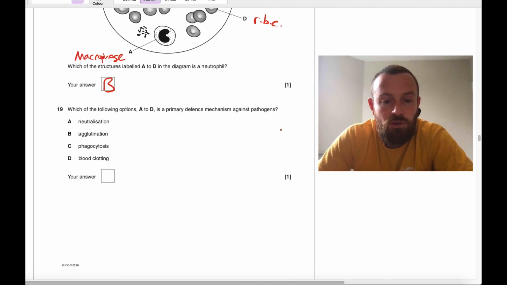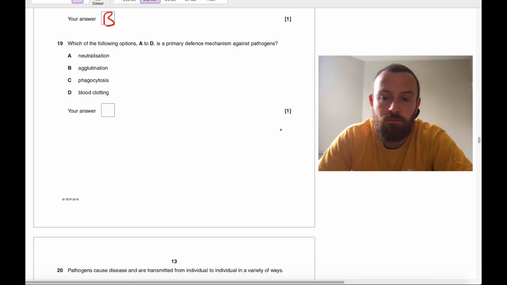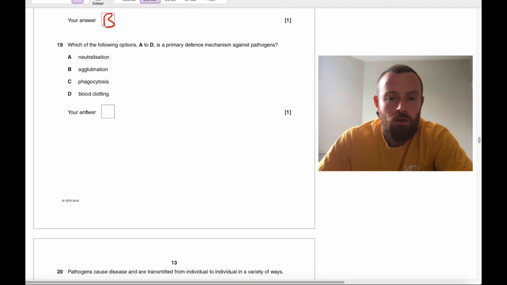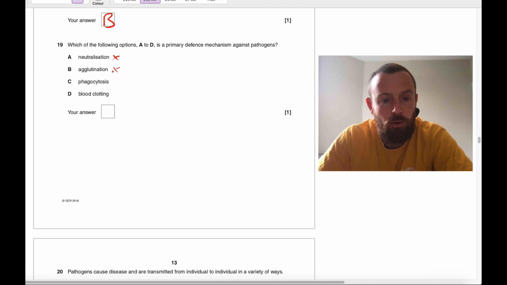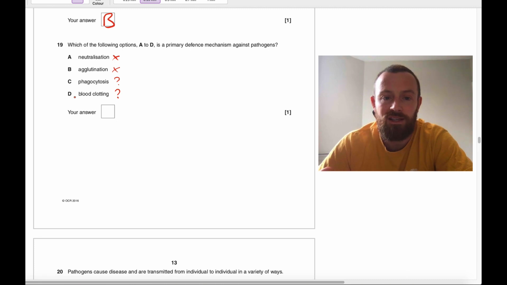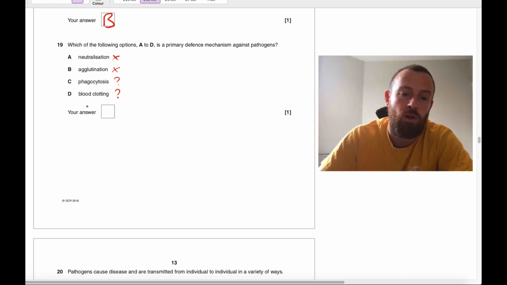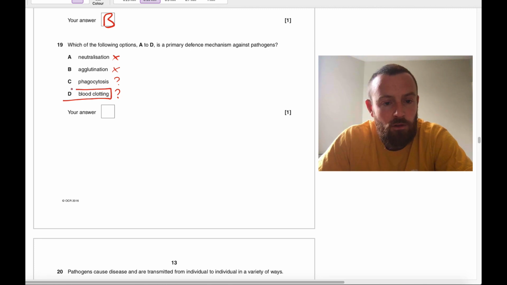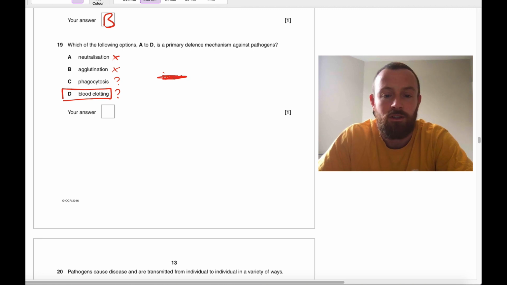19. Which of the following options, A to D, is a primary defense mechanism against pathogens? Now, primary defenses means stop things getting in. So the best one is D, blood clotting. The reason I went is because in the syllabus it says that inflammation is primary, which I disagree with, but that's what the syllabus says.